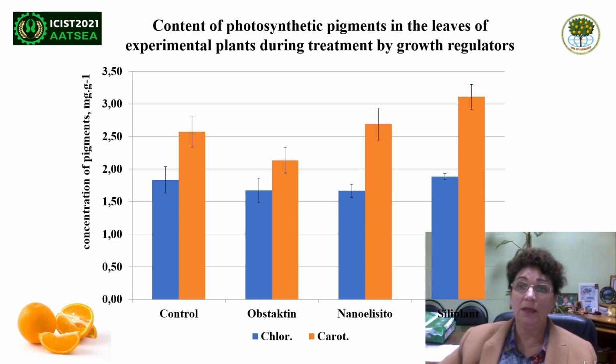It revealed that plants treated with Sileplant gave the highest increase of carotenoids in the leaves, followed by nanoelicitor. This indicates the activation of a protective reaction of the citrus plants. Also, other factors are involved.